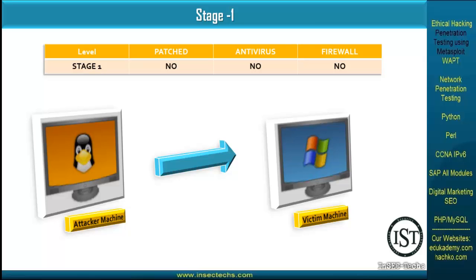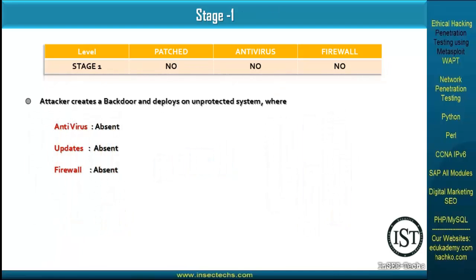Coming to the attacker machine, it is Kali Linux, which is running the Metasploit framework console, and the victim machine is a Windows XP box. So this is stage 1. Antivirus is absent, updates are absent, and the firewall is also absent.